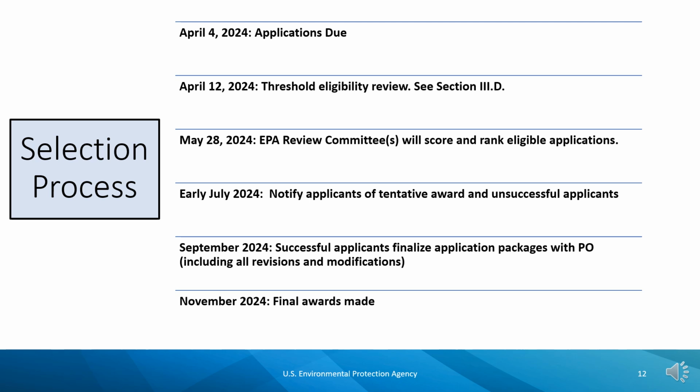In early July 2024, EPA will notify those applicants selected for tentative awards. Unsuccessful applicants will also be notified at that time. Selected applicants are expected to submit a full funding package to the EPA GMD's office by September 2024, which includes all revisions and modifications. After internal review, it will be submitted to the Regional Grants Office for additional review and final award. Grant awards are expected around November 2024, and then projects may proceed.